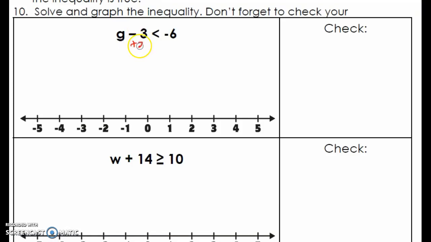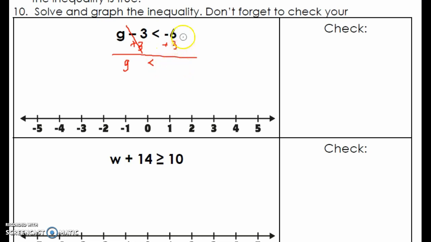Again, remember, I'm using my mouse pad and it doesn't come out very well sometimes. Whatever I do to the left side, I need to do to the right side. I draw my line underneath to show that I'm adding or subtracting. These have canceled out because negative 3 and positive 3 is 0. I have a g. My inequality sign stays the same.